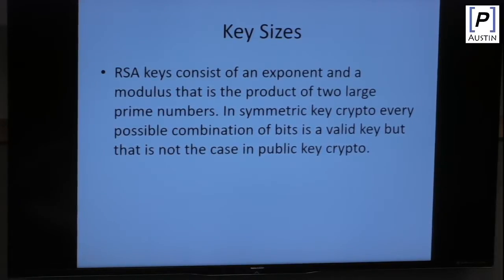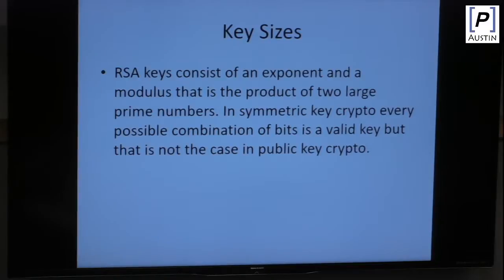So in symmetric encryption, every possible combination of bits is a valid key. But in public key encryption, that's not the case because the modulus needs to be a product of two large prime numbers. So like 0000001, for example, isn't a product of two large primes, but I guess if you pad it, it's like a 512-bit number. Like 2, for example, would null pad to 1024 bits. That's not a valid key for RSA because 2 isn't, well, I guess 2 is prime.